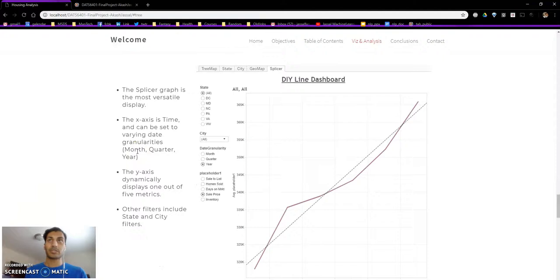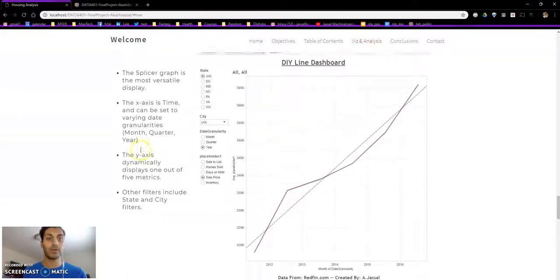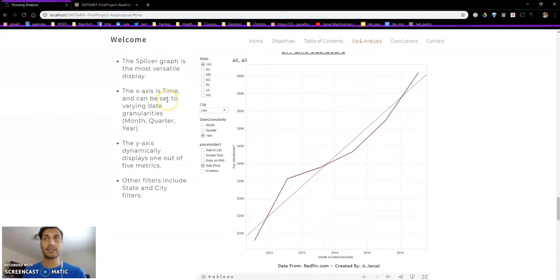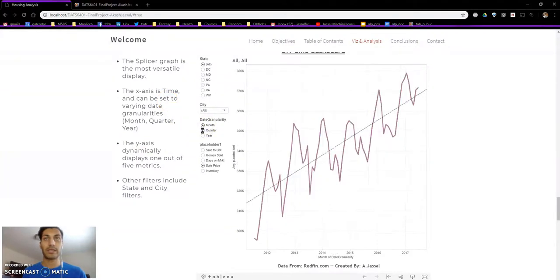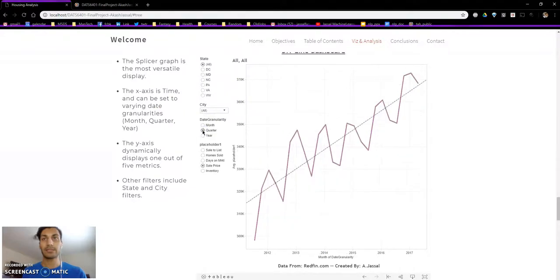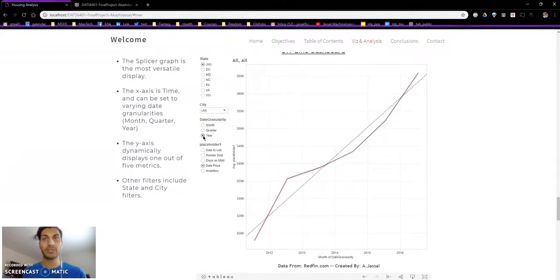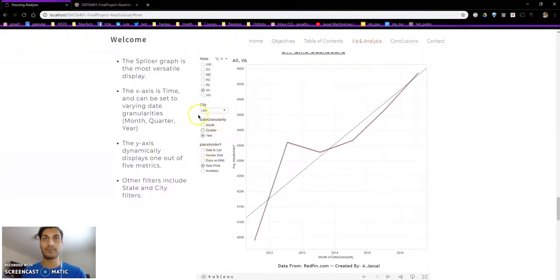Lastly, in the Tableau section, we created a slicer graph, which is the most versatile. It is built for analysts, so they can do their own analysis. The x-axis is time, which can vary between month and quarter for date granularity. And the y-axis dynamically displays 5 different metrics, which we talked about earlier. We can also subset on state and city.